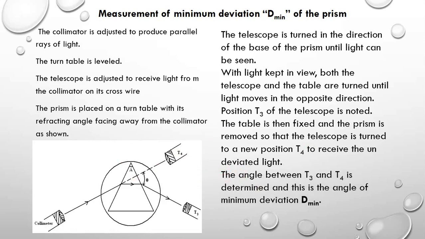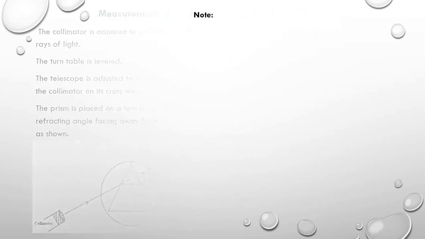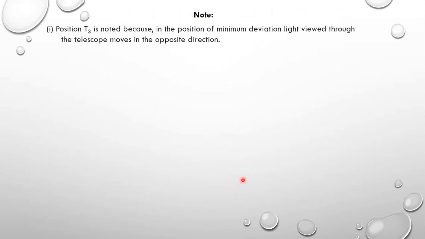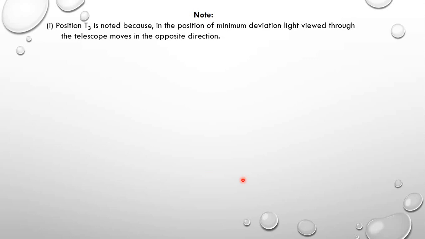So let's make a note here that the position T3 is noted because in the position of minimum deviation, light viewed through the telescope moves in the opposite direction.